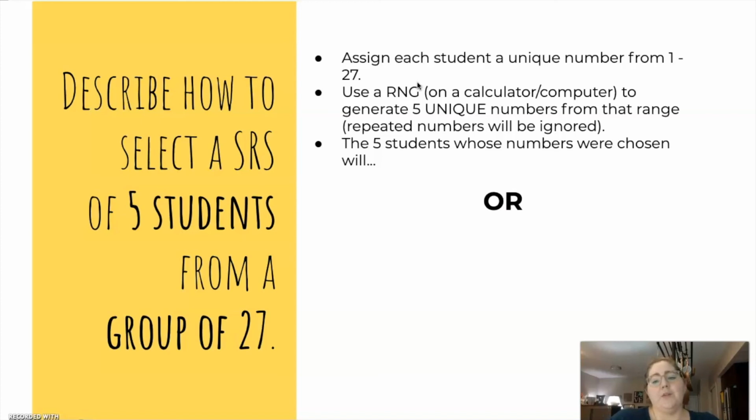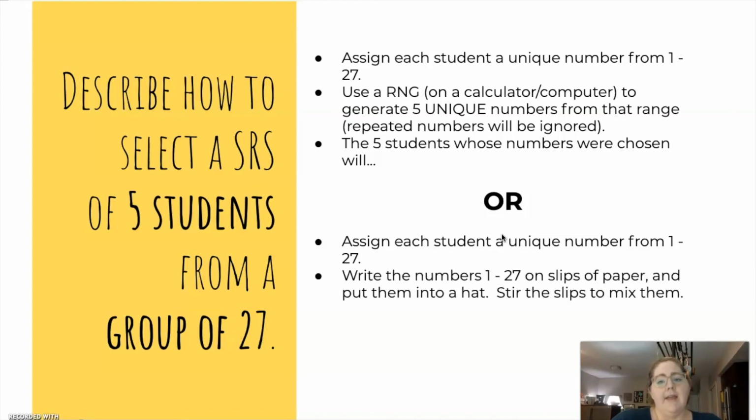Another way we can do it, I just want to show you a different method besides a random number generator that you could potentially use. And that is with a hat. So I'm going to first start by saying assign each student a unique number from 1 to 27. Still doing that. And then I might say write the numbers 1 to 27 on slips of paper, put them into a hat, stir the slips to mix them. So the stirring of the slips to mix them is what makes it random. If you don't mix them, then technically you could be picking out the numbers that you put in last. So stirring the slips makes it random.